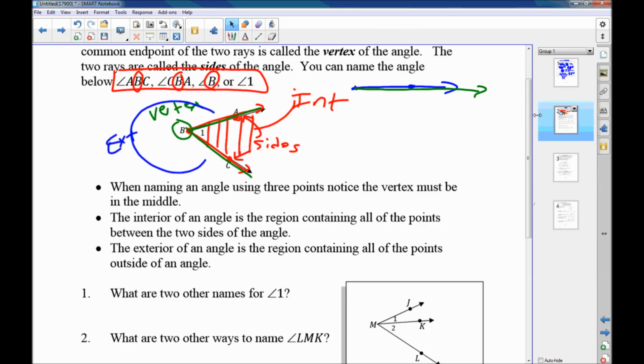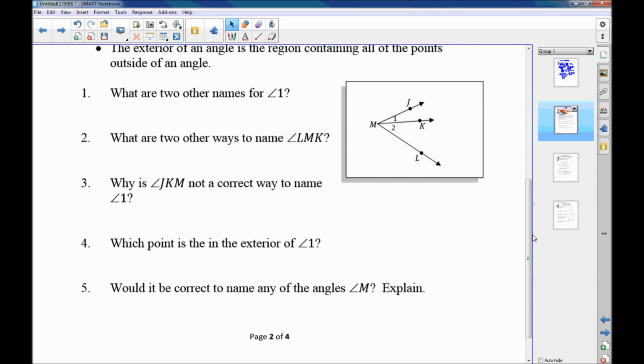Okay. All right, let's take a couple questions here. What are 2 other names for angle 1? So one of them could be angle JMK, and the other could be angle KMJ. Notice the M is in the middle both times. I could not call this angle 1 or angle M though, because which one would I be talking about if I called it angle M? Would I be talking about angle 1 or angle 2? Or maybe the combination of angle 1 and 2, which is angle JML, okay?